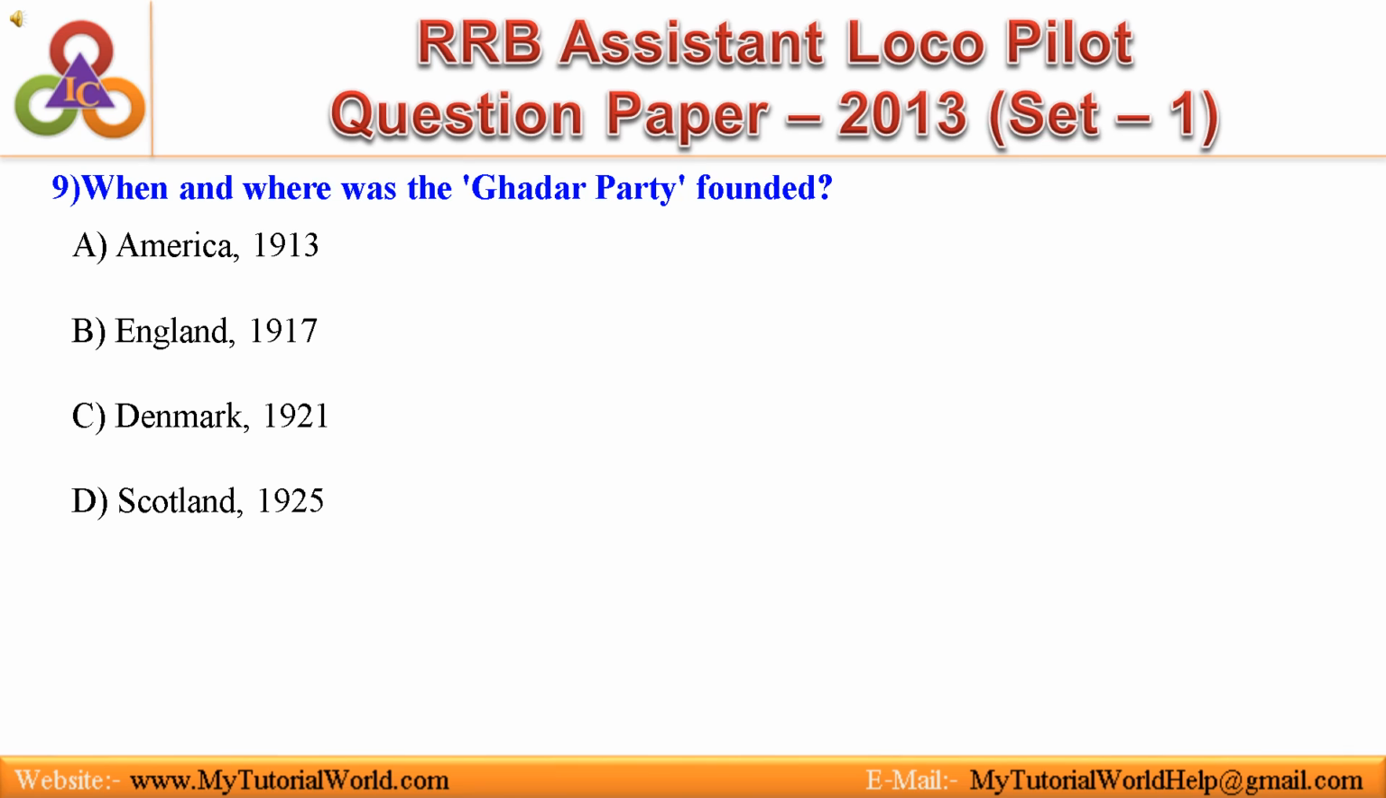Nine. When and where was the Ghadar Party founded? A. America, 1913. B. England, 1917. C. Denmark, 1921. D. Scotland, 1925. Answer is America, 1913.